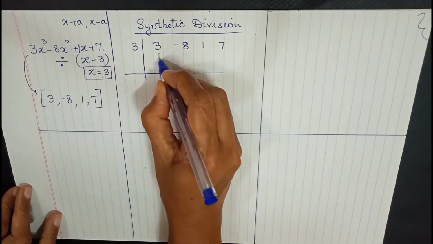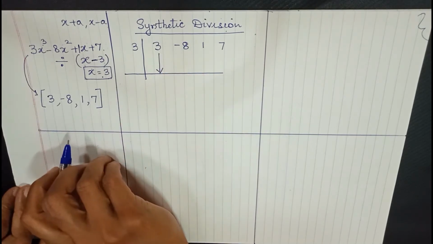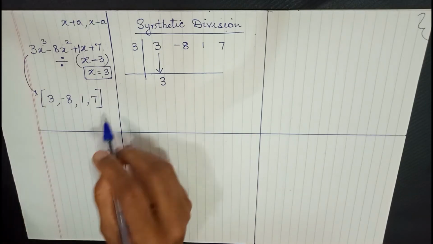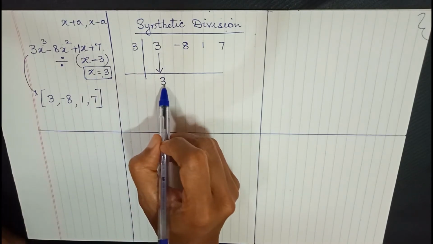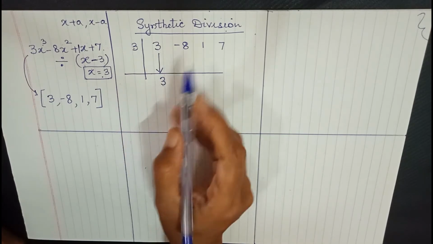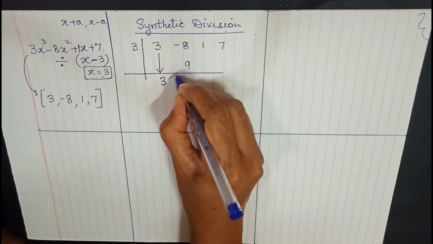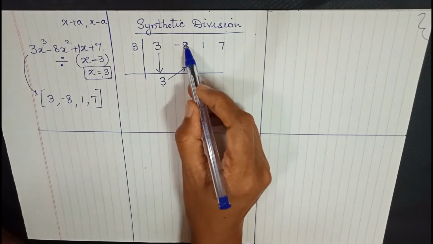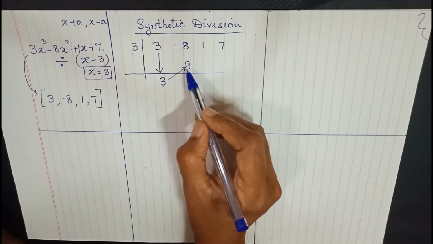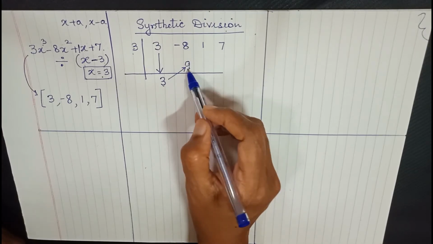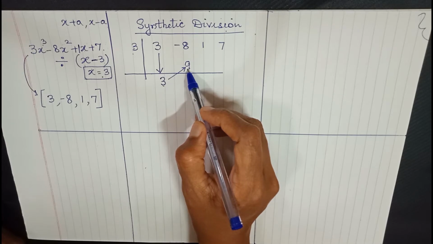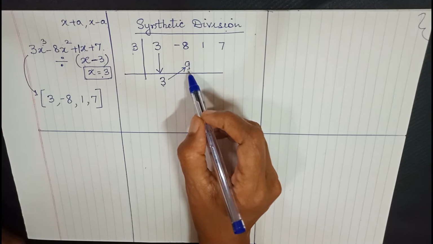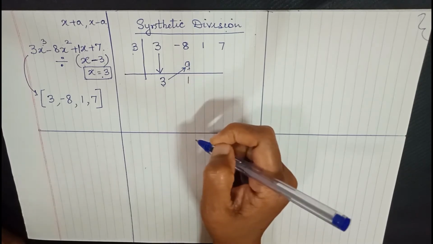Next, the first number from the coefficient form is written as it is. Next step, this is multiplied with this, 3 into 3, and that answer is written here. 3 into 3 is 9. Now once you get 9, we add these two. Minus 8 plus 9. One is minus, one is plus, so we do subtraction and give the sign of the bigger number. 9 minus 8 is 1, and 9 is the bigger number, so we get a positive sign.